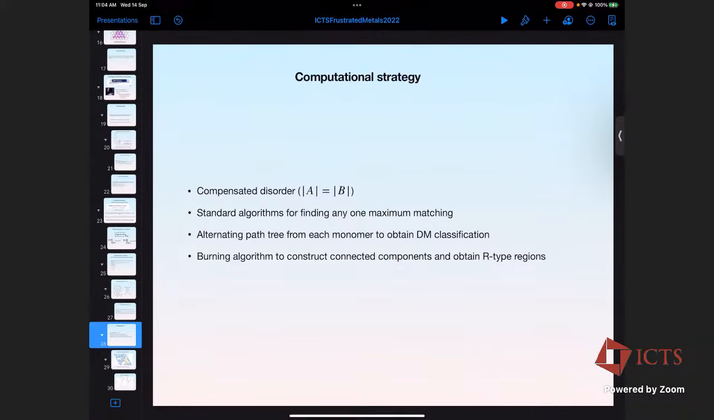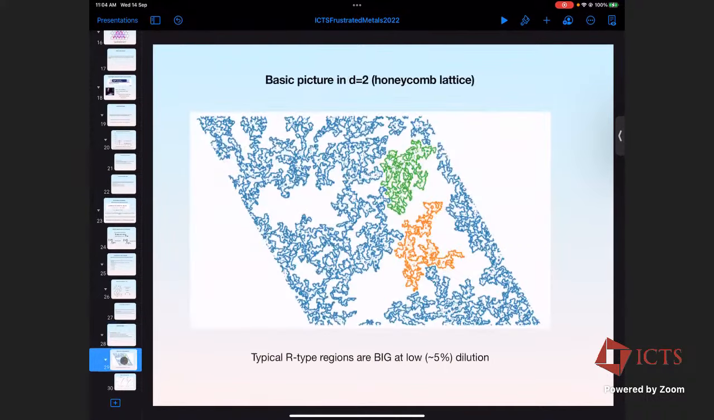And then just look at it. So again, a picture is worth 1,000 words. And the basic picture is at low dilution, these regions percolate, but not quite. So there's a long story here, which I will cut short. But the point is, in 2 dimensions, they almost percolate.